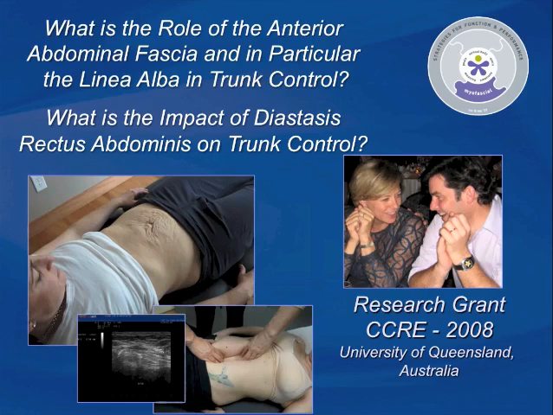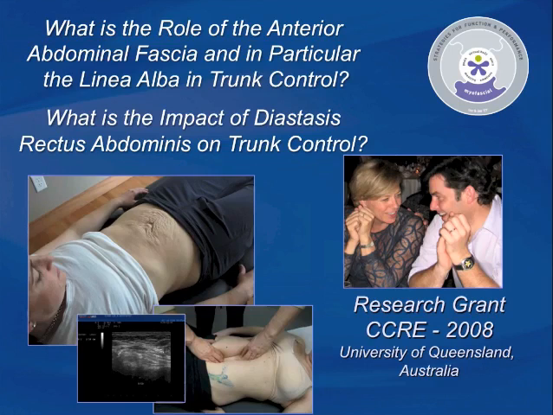And his response was, well, we don't know. Nobody's actually done any studies looking at it, so why don't we? So he suggested that I apply for a research grant from the Clinical Center of Research Excellence, which I did. And in 2008, I was awarded a grant to look at both healthy subjects and subjects with the DRA, and to look at the behavior of the Linea Alba to see if we could get some more information around what the role of this tissue was in trunk function.